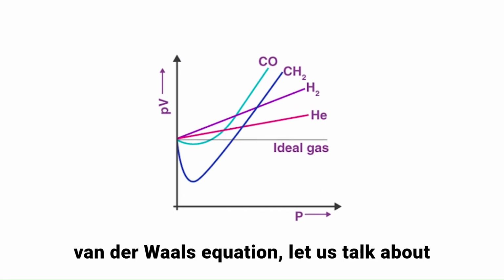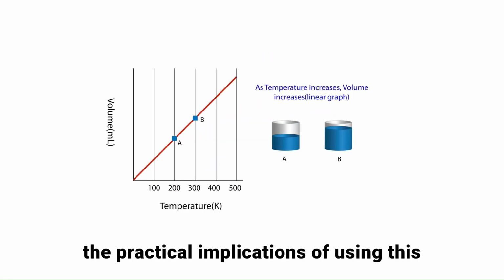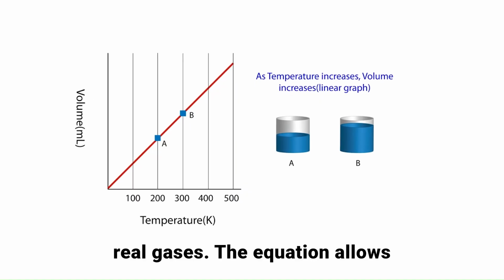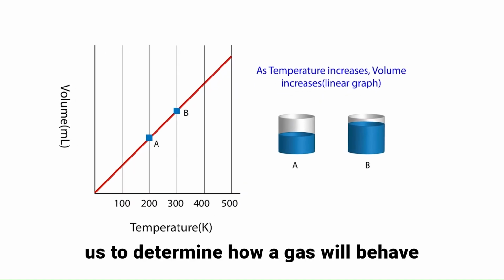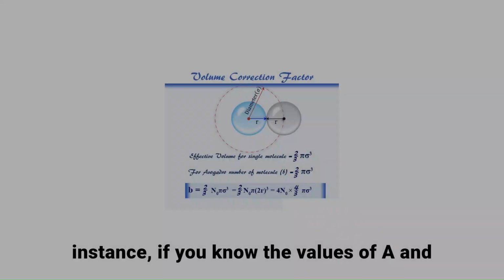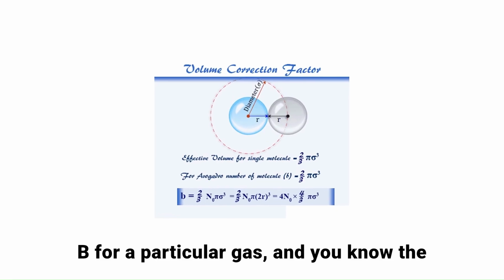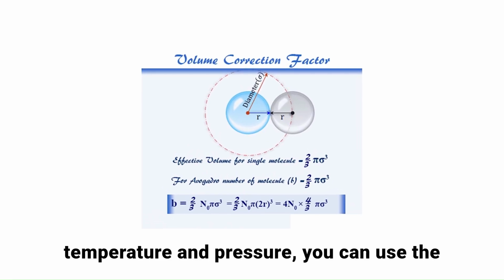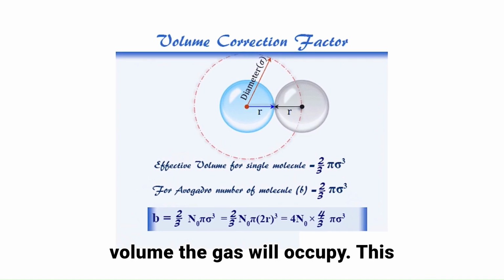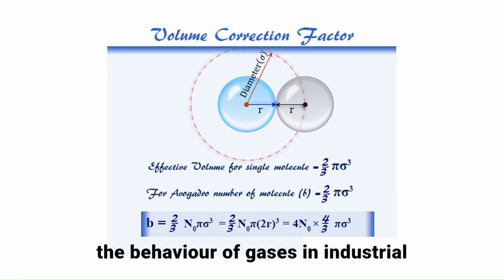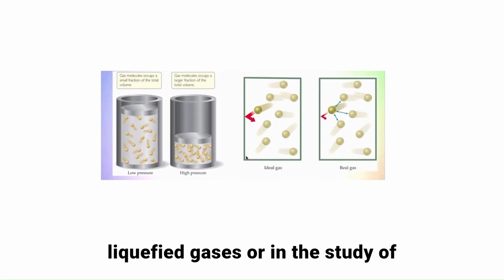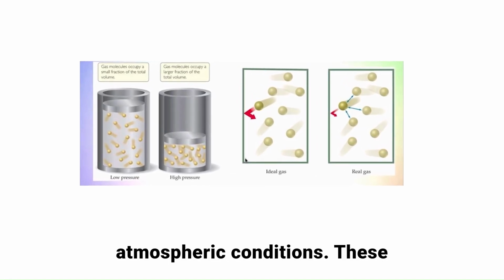Now that we understand the van der Waals equation, let's talk about the practical implications of using this equation to understand the behavior of real gases. The equation allows us to determine how a gas will behave under various conditions. For instance, if you know the values of a and b for a particular gas, and you know the temperature and pressure, you can use the van der Waals equation to calculate the volume the gas will occupy. This can be incredibly useful for predicting the behavior of gases in industrial processes, such as in the manufacture of liquefied gases or in the study of atmospheric conditions.